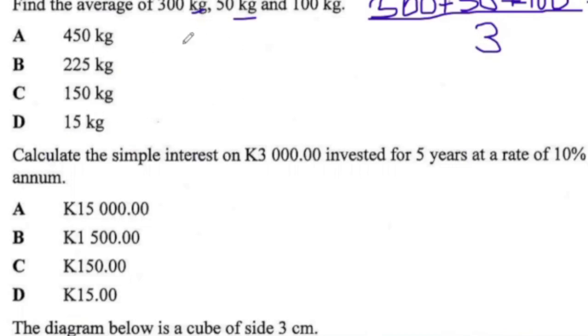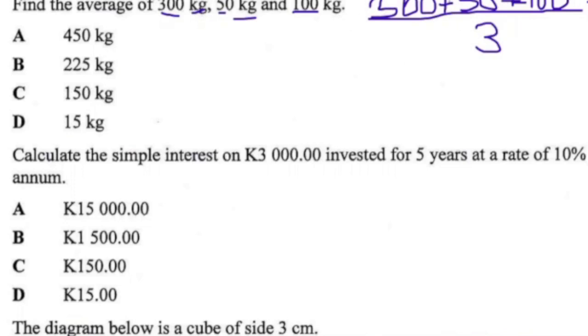So as you can see, we have 3 items that we have added: 300, then 50, then 100. These are the 3 items we have added, and then for us to find the average, we add them, then we divide by the total number of those items.